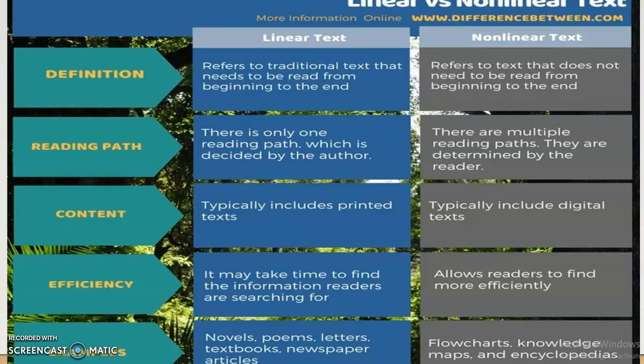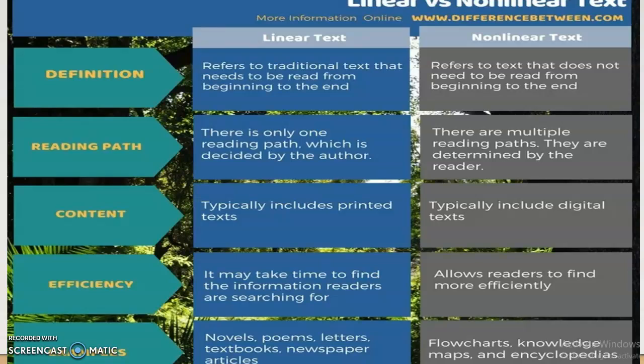In terms of content, linear text typically includes printed text, and nonlinear text typically includes digital text. In terms of efficiency, for linear text, it may take time to find the information readers are searching for. On the other hand, nonlinear text allows readers to find information more efficiently.